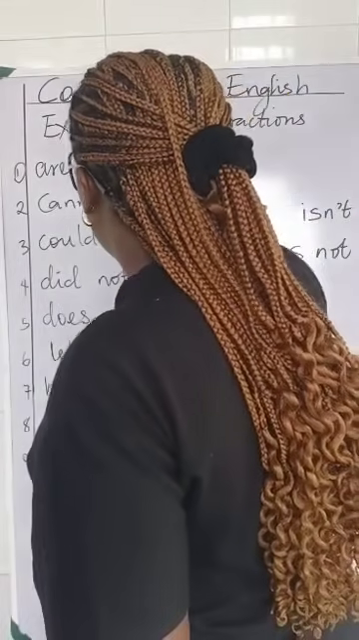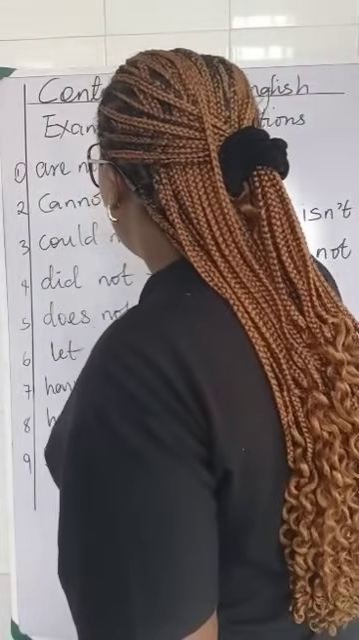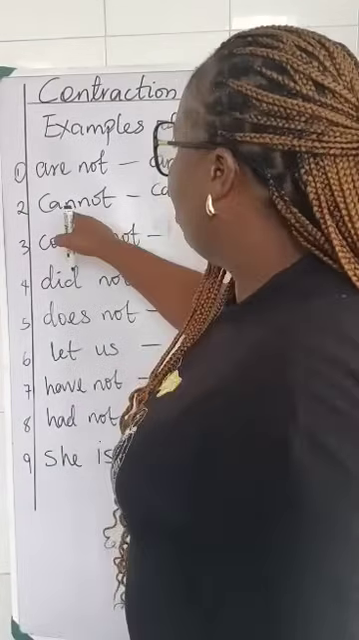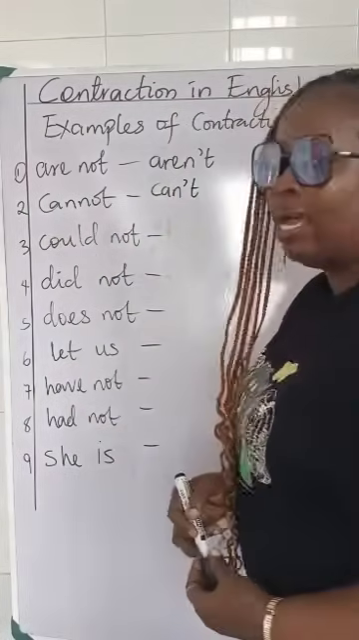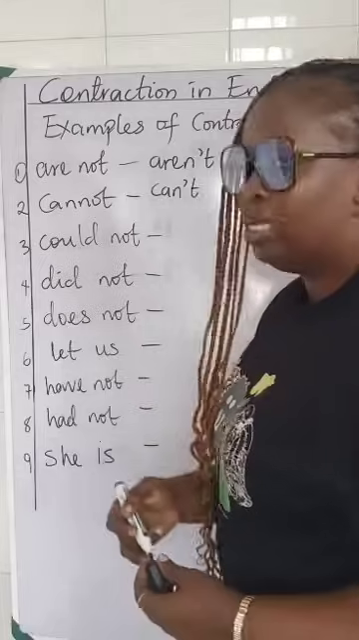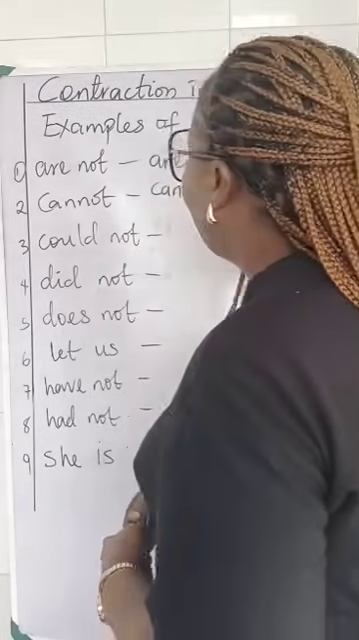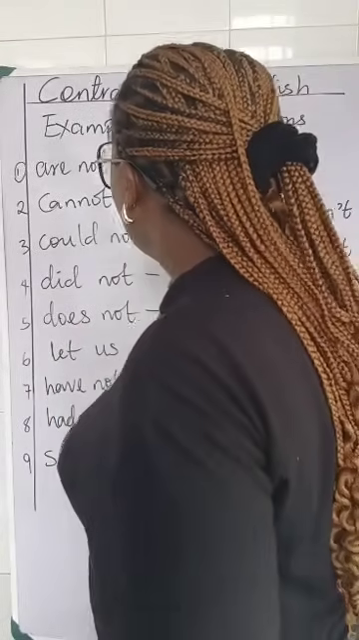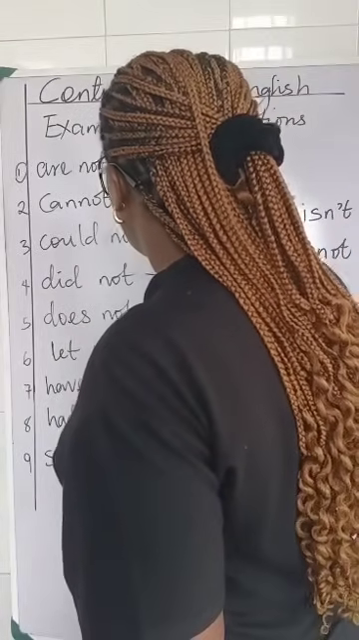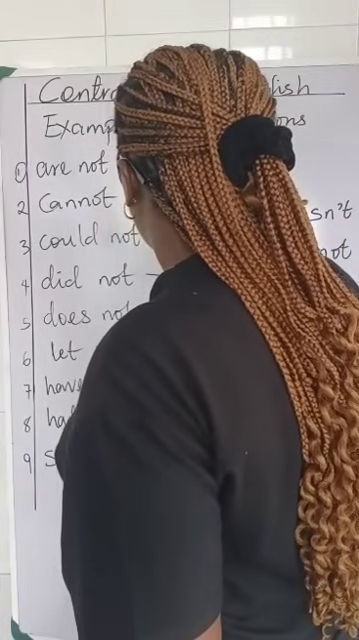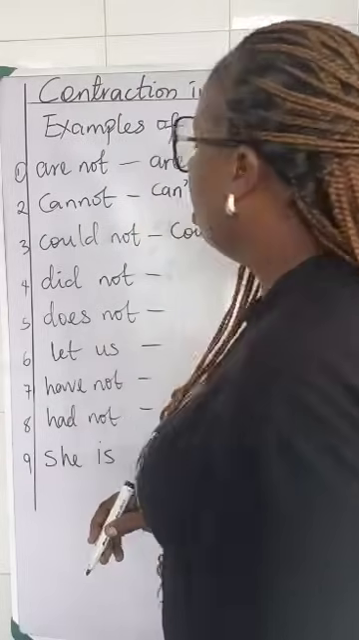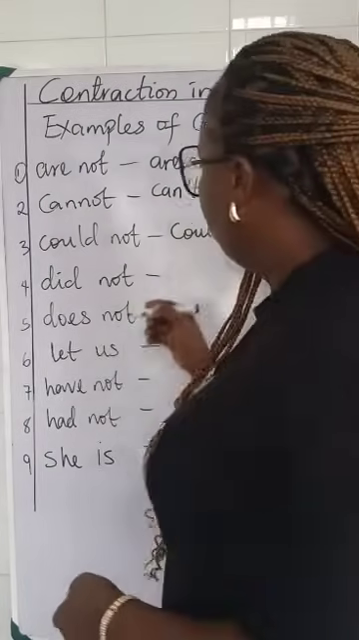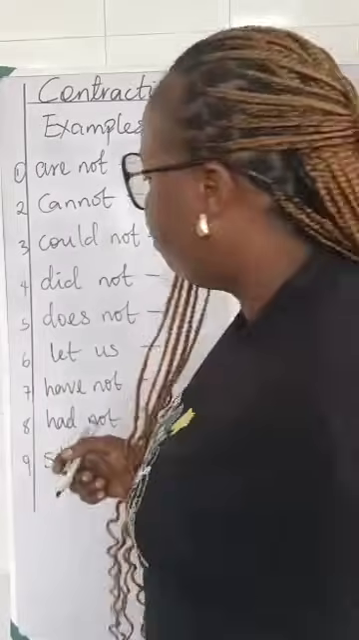Now let's look at number two there. We have cannot. We put our CAN apostrophe T. We have removed N and O. There are two N there, so we take one. Can't. Cannot is what? Can't. We have could not. Couldn't. Could not is what? Couldn't. In the contracted form.